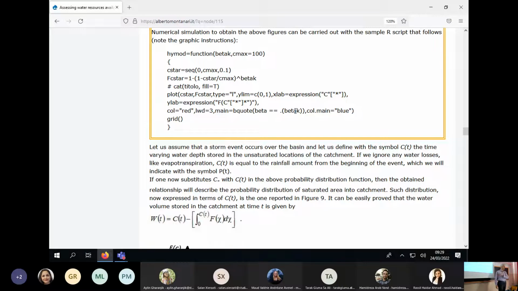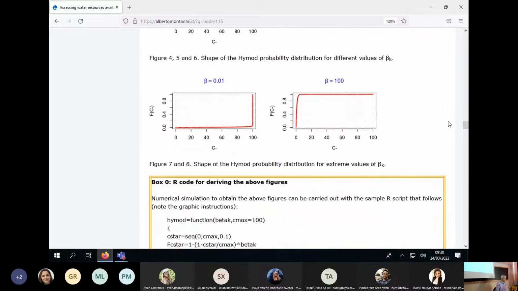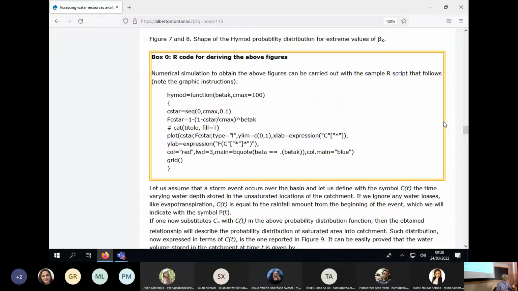Then you can change them. Cmax is given a default value, so I suggest that you don't change it, because it doesn't make any difference in the shape of the graphs. What makes the difference is beta, the value of beta. You can run this function, and if you assign a beta equal to 1, you get the plot, and the plot gives you exactly what you find in these figures. And there is no need for you to repeat.